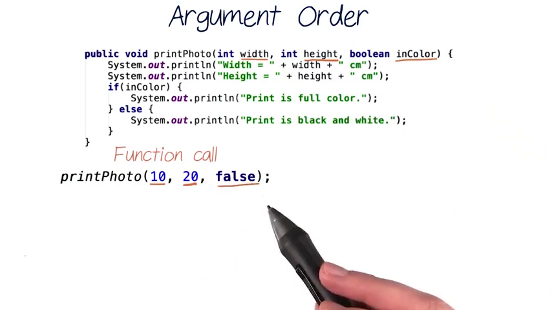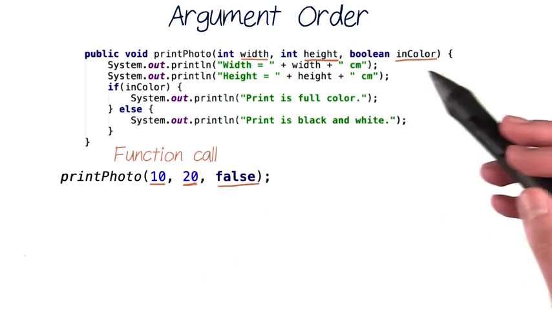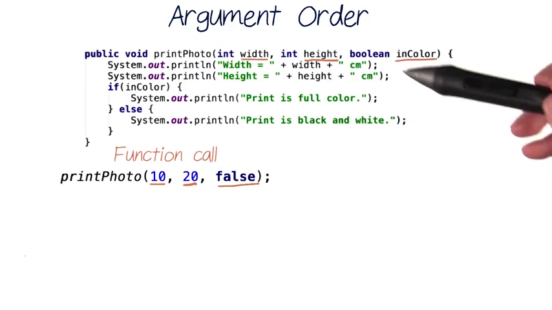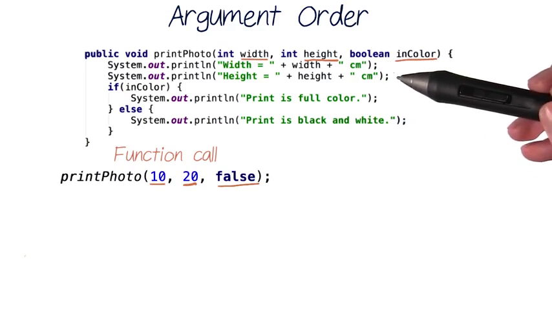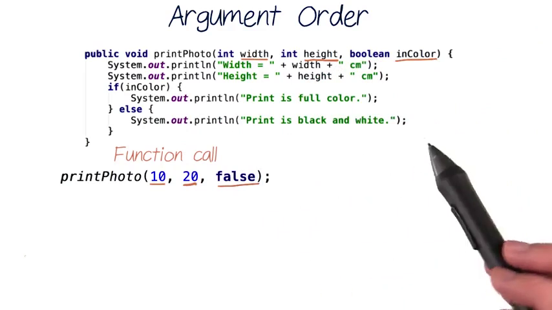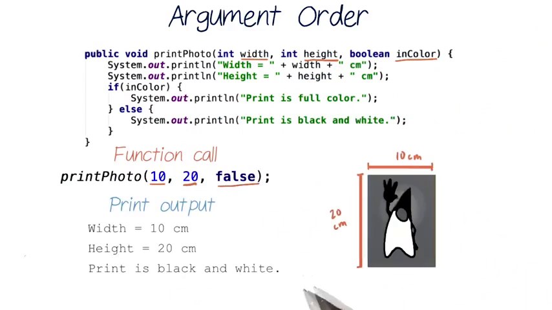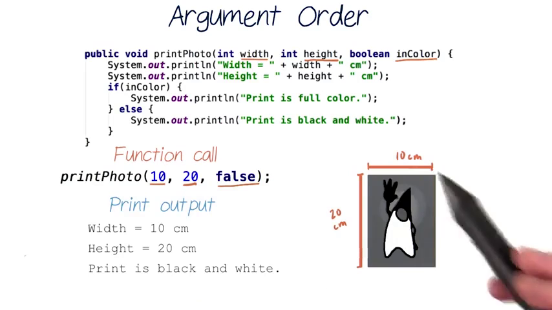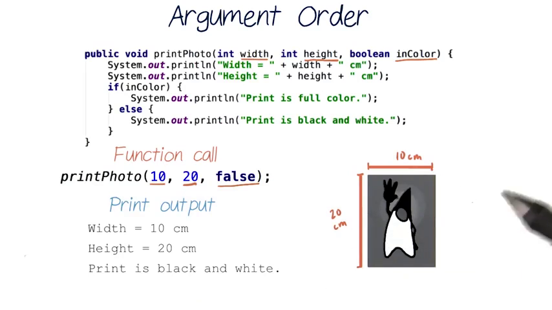So when we run this function call, we'll enter our code in our function definition, and print out the width is 10, height is 20, and because in color is false, we'll end up printing out print is black and white. So this will be our print output. And a print with this description will end up looking something like this, even though this isn't quite to scale.